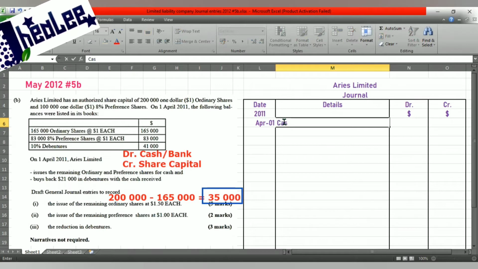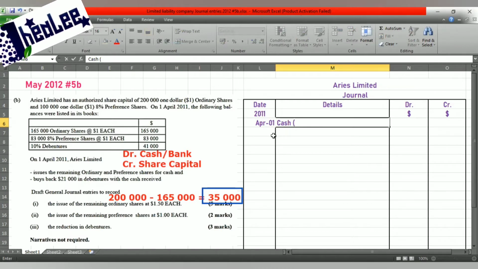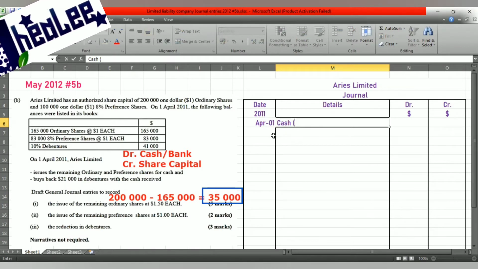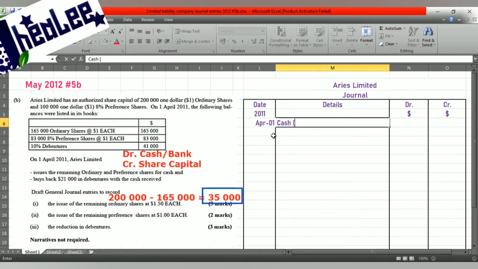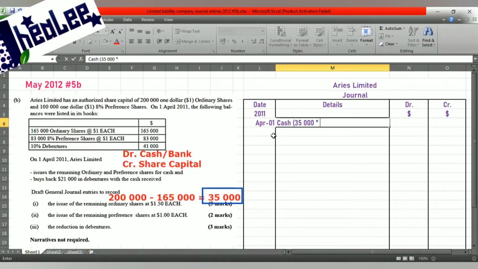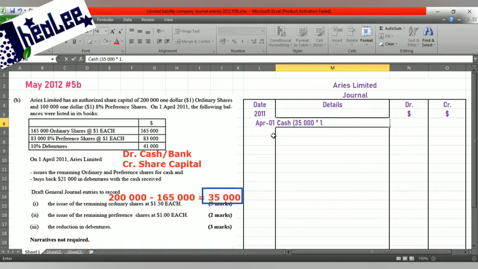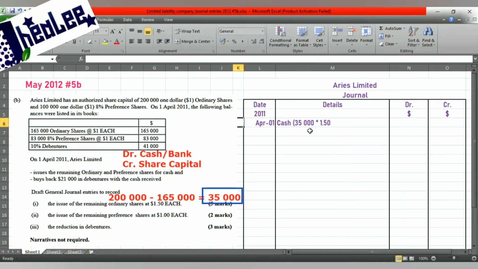So we're debiting cash because it indicated that the amount was received in cash. And we're going to do our calculation right here. You can do your calculation outside of the journal. All you would need to do is to write workings. Cash, and it is 35,000 times the value at what each share was sold for.